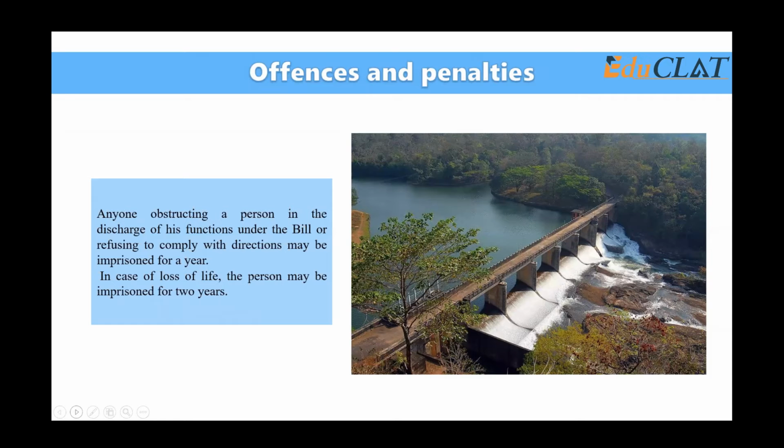This bill also lays down the offences and penalties. What are these offences and penalties? It states that anyone obstructing a person in the discharge of his or her functions under the bill or refusing to comply with the directions under this bill may face a penalty of 1 year of imprisonment. Also, in case of loss of life, the person may be imprisoned for even 2 years.